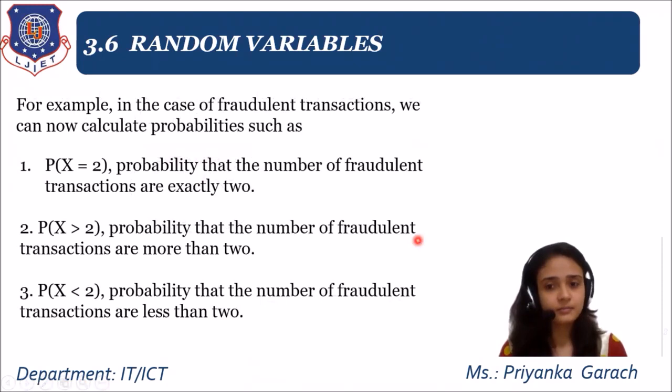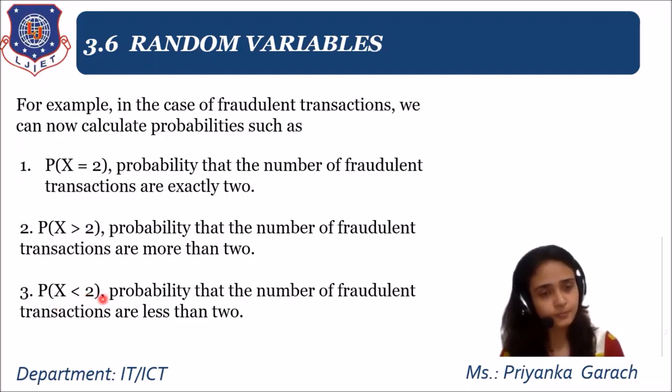So for example, in the case of fraudulent transactions, we can now calculate probabilities such as the probability that X equals 2. It means the probability that the number of fraudulent transactions is exactly 2. Or the probability that the number of fraudulent transactions is more than 2, and the probability that the number of fraudulent transactions is less than 2. So this is possible with the help of the concept called random variables.